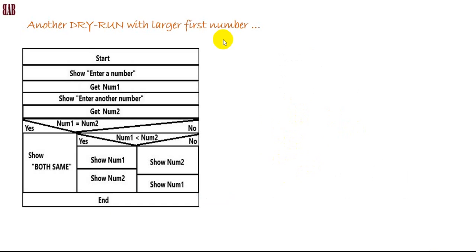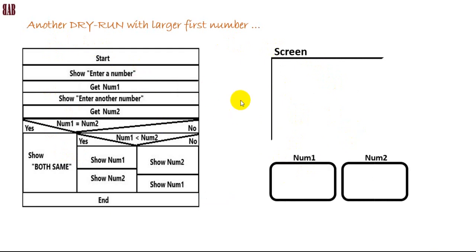Okay, first number larger, the other way around. Same flowchart, no changes. We need the screen and the variables, and then we start. Then you go here, it says show enter a number. So this message is displayed, and you go to the next line, which is to accept the number. So the user seeing this message will type a number, we hope. He types 20 and let's say presses enter.